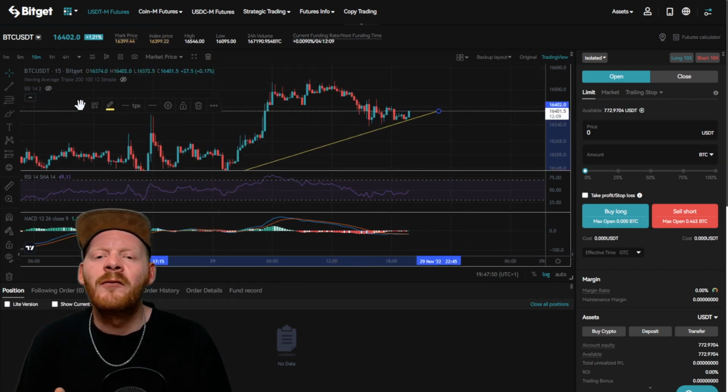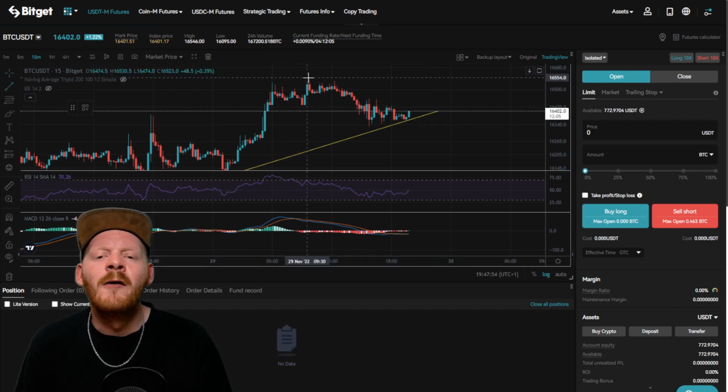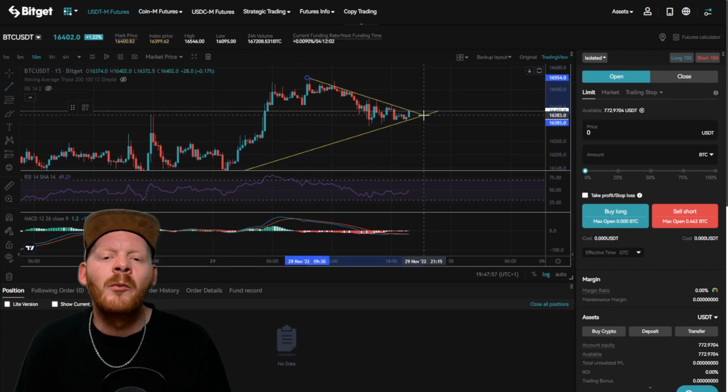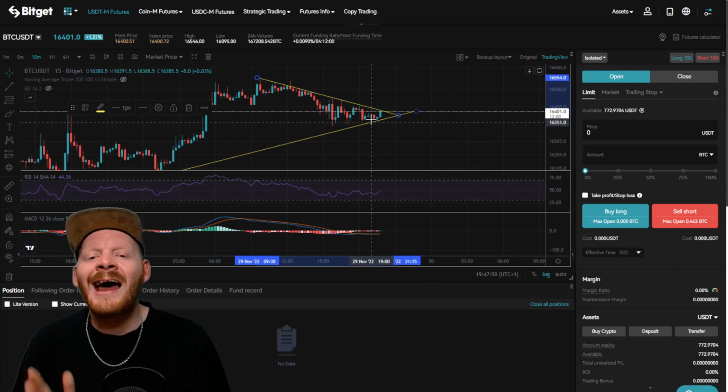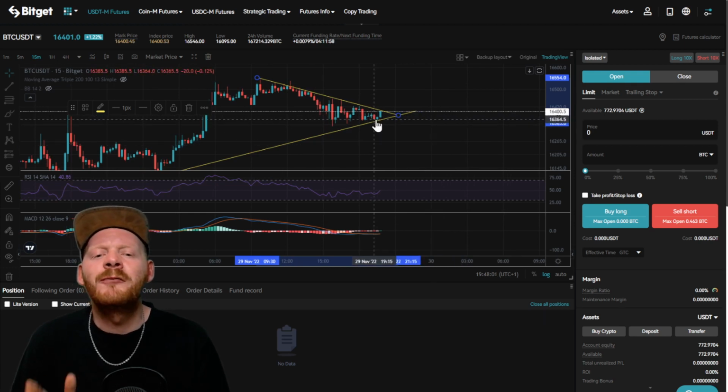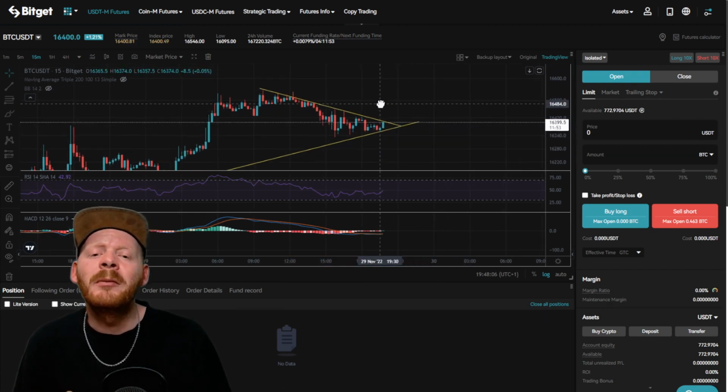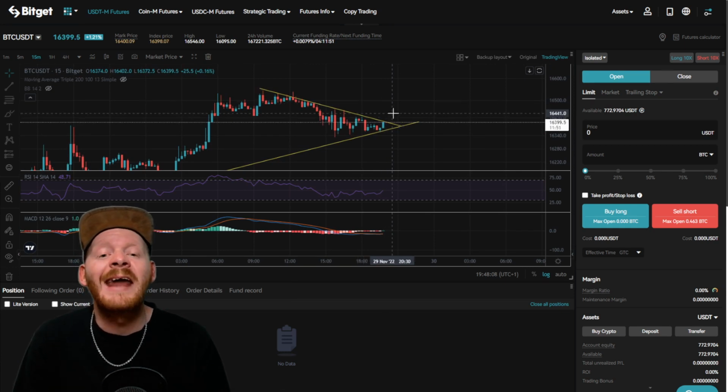Let me just drag this over a little bit. So then you can draw a trend line from the top all the way along the downward sloping trend. So then you can see that at the moment Bitcoin bounced off from the support line. So guys, this would be a good opportunity to long Bitcoin exactly now.